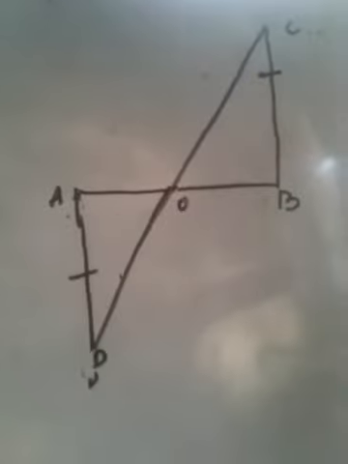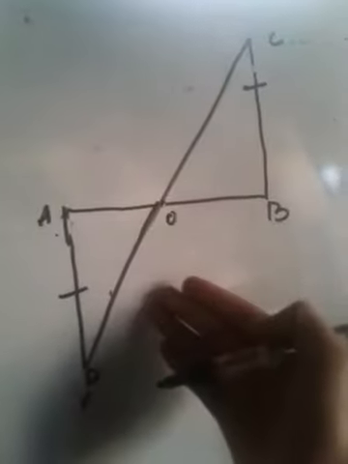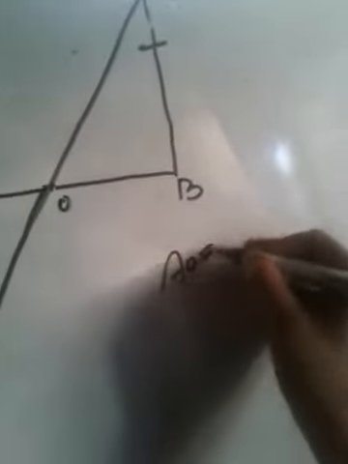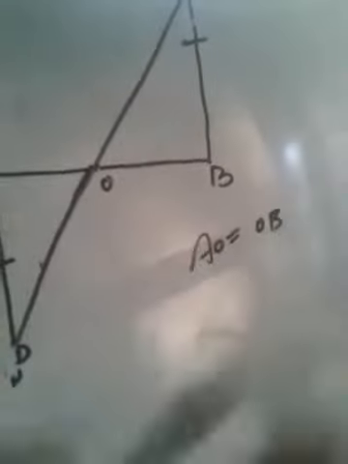Let us name this point O. What does this mean? CD bisects AB. It means this part should be equal to this part. A bisector is two equal parts. So we have to prove that AO is equal to OB. How can you prove this?